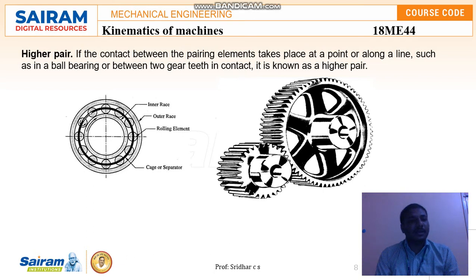For example, in a ball bearing, the contact between the ball and the race is only at a particular point. And in gear drives, there is only line contact between the gears. This type of pair we call a higher pair.